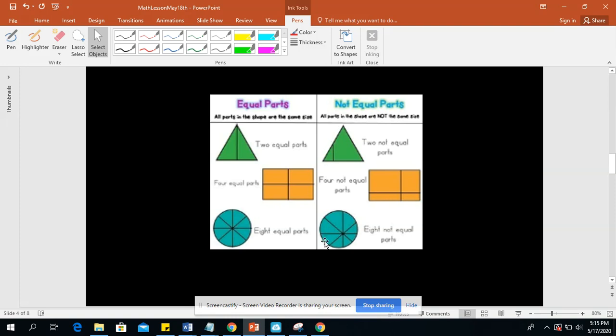Now, on this chart, there are some shapes with parts that are not equal. I included this part of the chart so you can see the difference between equal parts and not equal parts. These shapes have parts that are not equal. So for example, this triangle here has 2 parts, but this part is much bigger than this part. So these parts are not equal. We're not going to be talking about not equal parts. We're going to be focusing on equal parts.